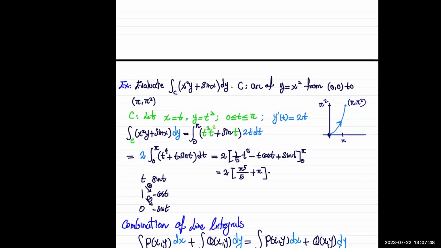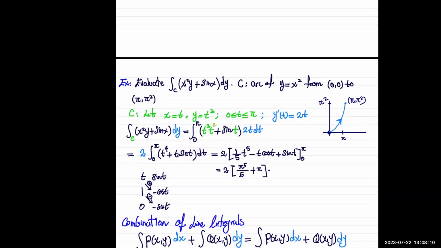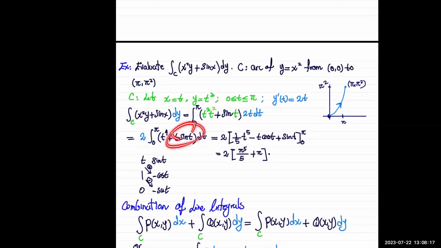All right. Yeah, we have this 2 that we can take out. Here is the 2 factored out. The integral goes from 0 to pi. That's the range of t, as you see. And then this is the integrand. So integrate that. The antiderivative of t to the 4 is 1/5 t to the 5. Then we have the antiderivative of t sine t, which requires integration by parts.